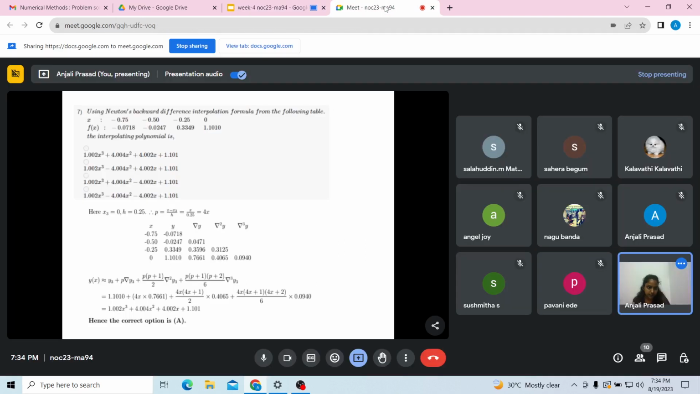and you'll get this polynomial: 1.002 x cube plus 4.004 x square plus 4.002 x plus 1.101. So I hope it's clear to everyone. Shall we move to the next question?